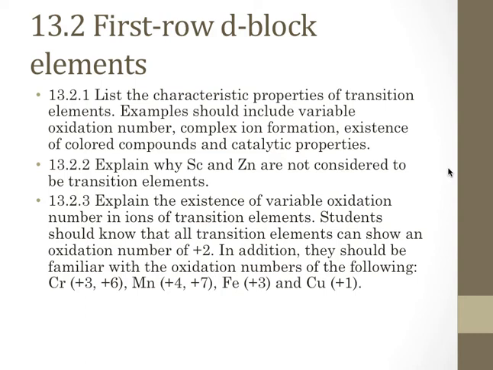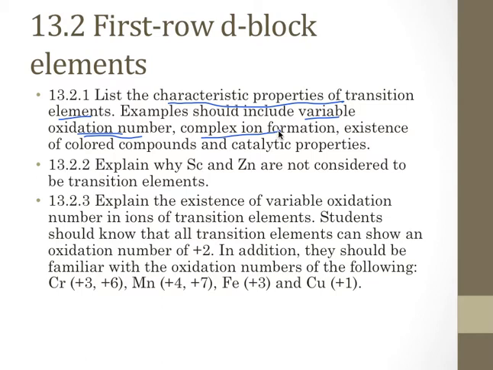We're going to talk about first row D block elements. Some things that you should be aware of that are expected characteristics of the properties of the transition elements. You should know that they typically exhibit variable oxidation numbers, which just means charges.